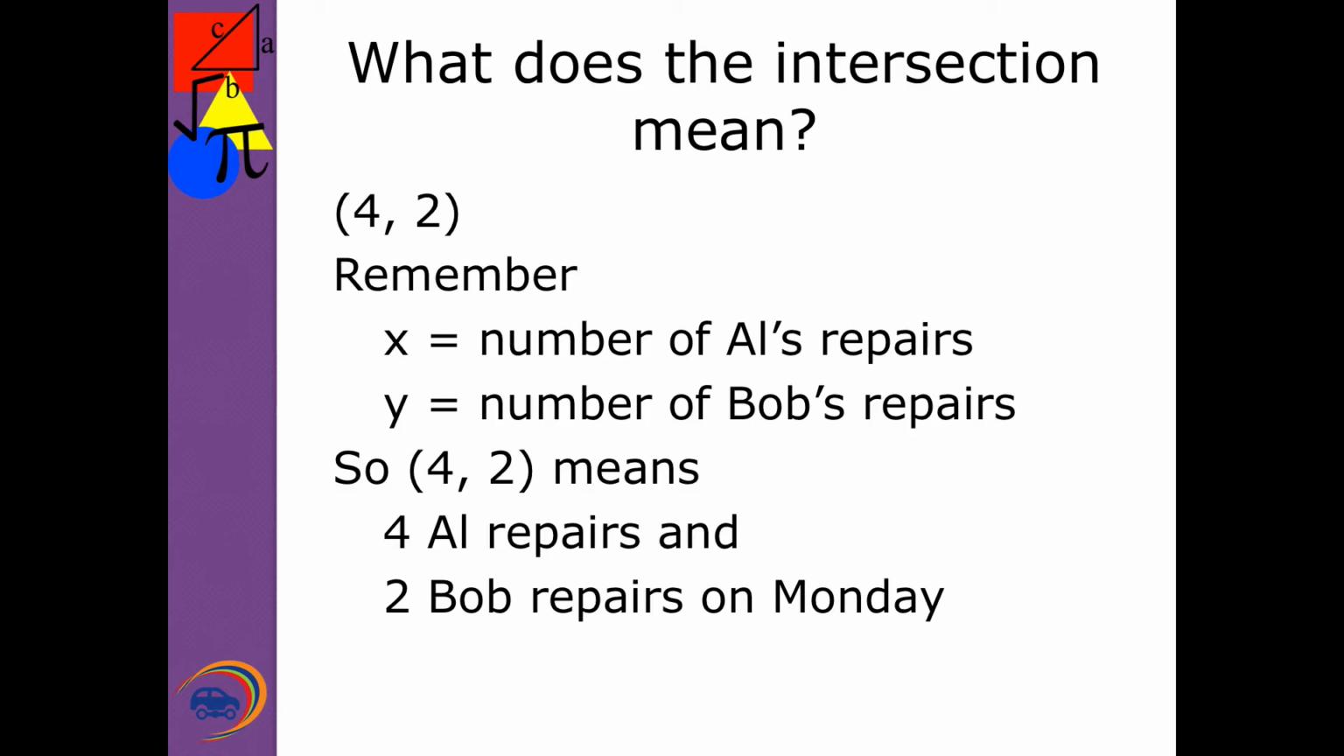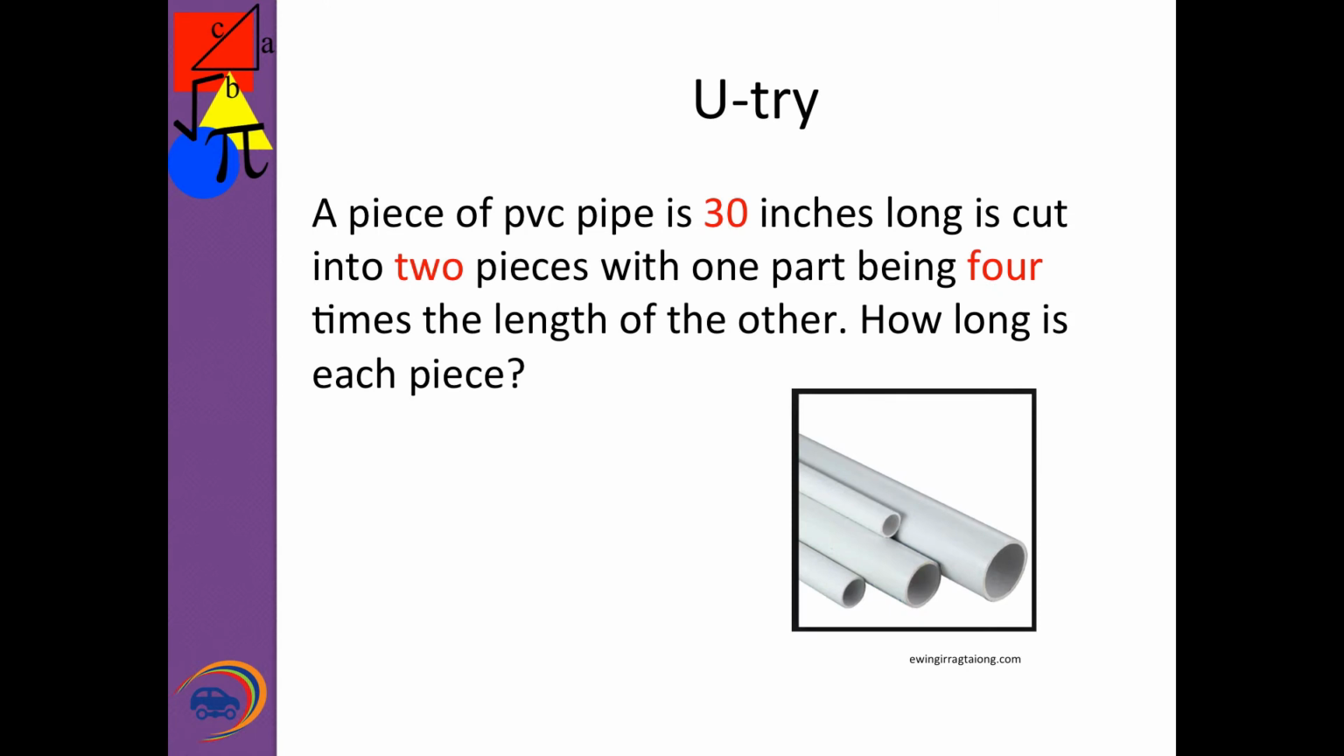Remember, X was the number of Al's repairs. So X was 4. So Al did 4 repairs. Bob was 2. And so Bob did 2 repairs. And these all happened on Monday. Excellent. So now you try this one.